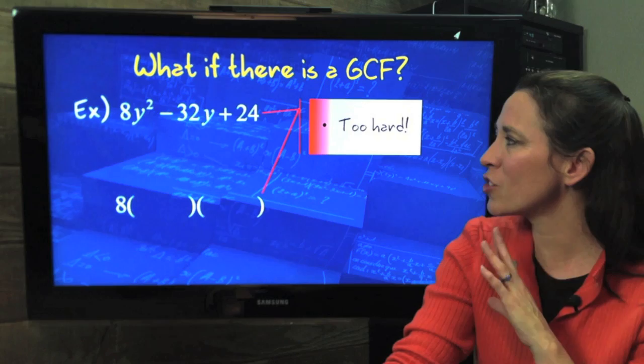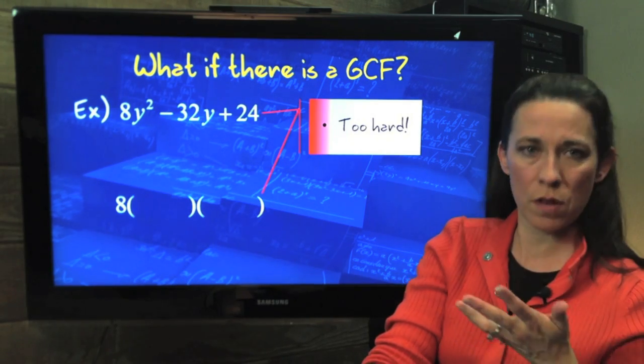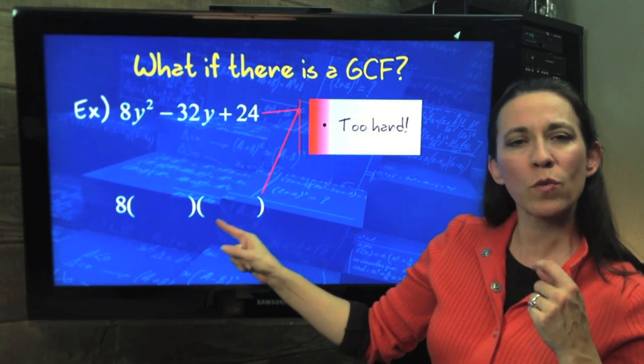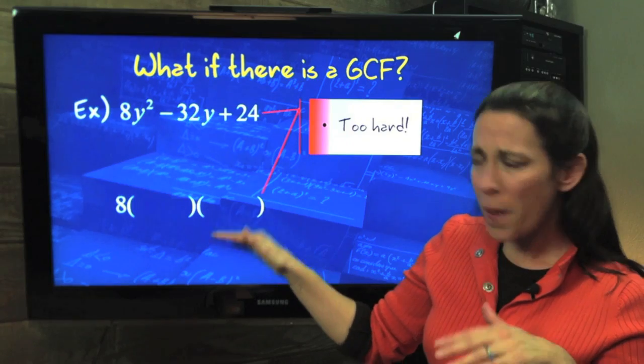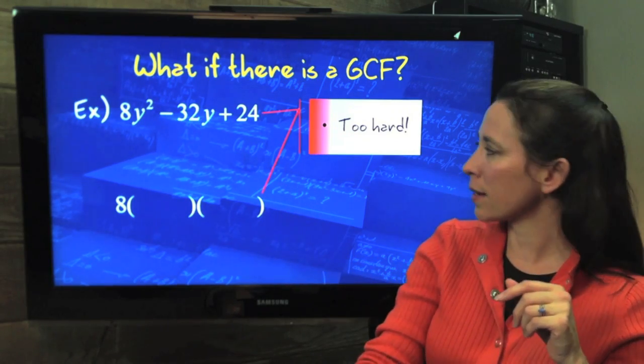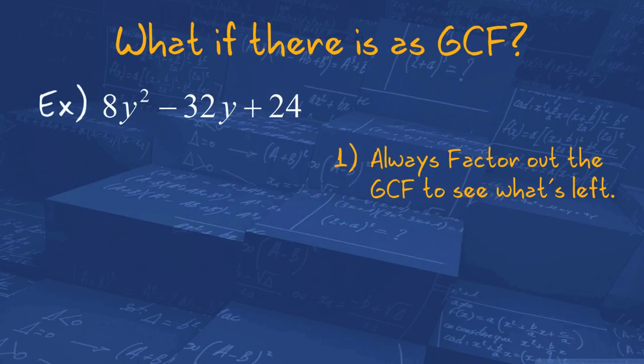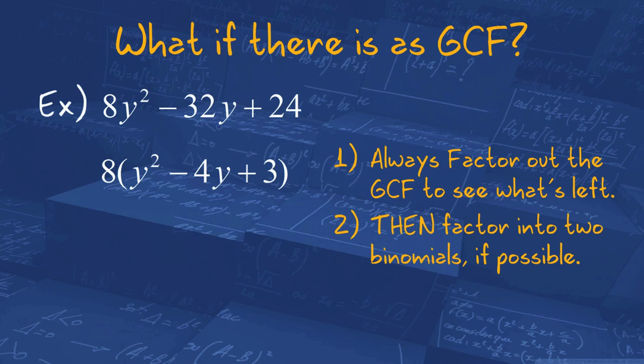But oftentimes, it's not intuitive. You know this is what your result is supposed to look like, but there's a middle step that you're missing. So first, always factor out the GCF to see what is left. So remember, the distributive property backwards. So you want to see here's the 8 and then what you have left over after you divide out that 8. Now factor this trinomial that's in parentheses.